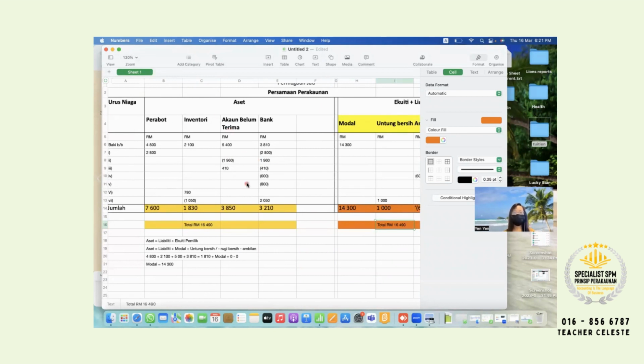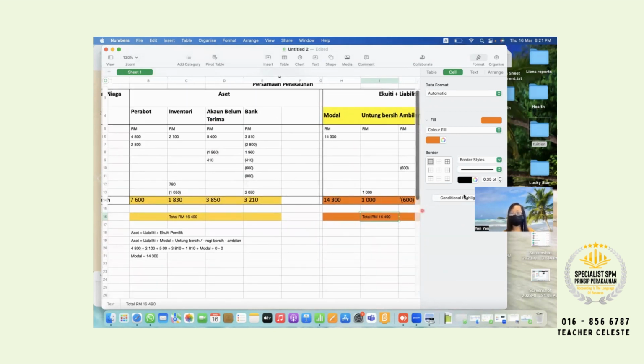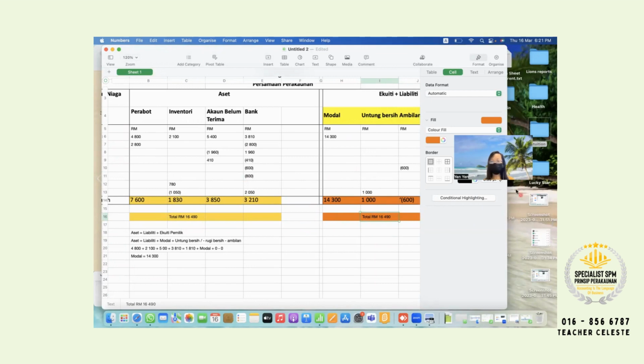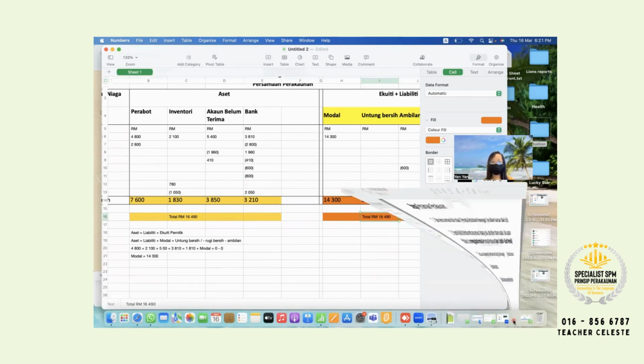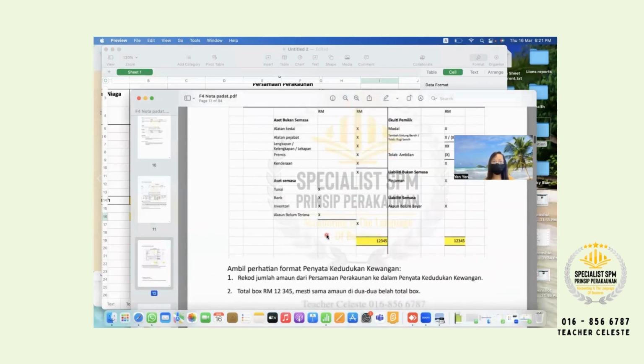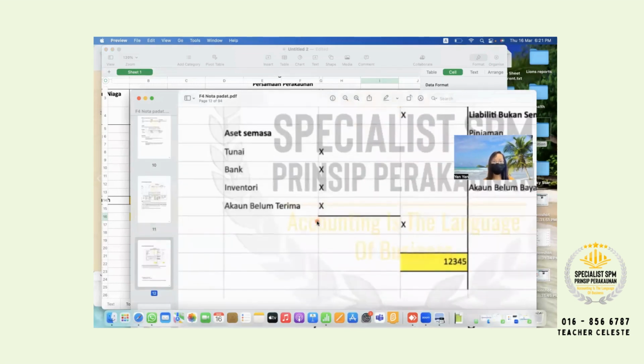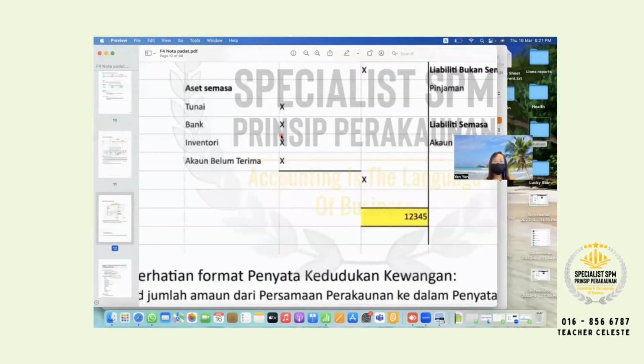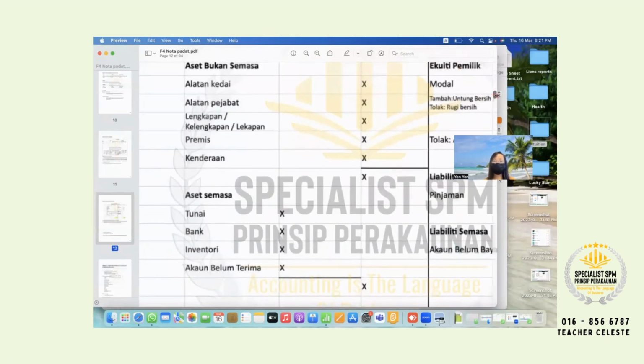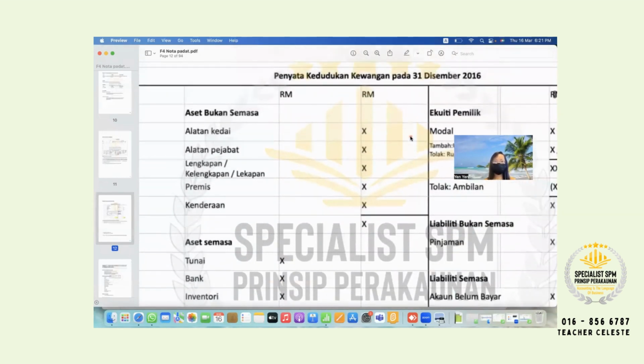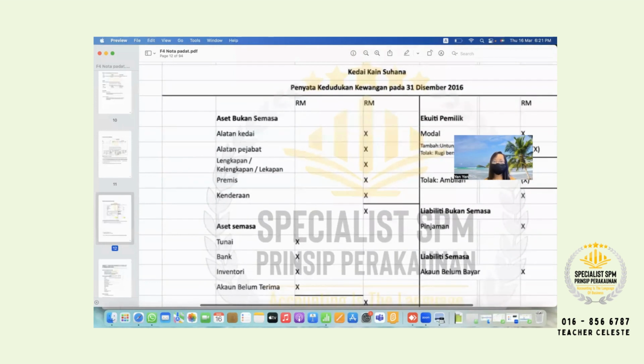Okay, so continue. After you did this one, then they will ask you to do the PKK. Okay, so PKK, teacher show you the PKK format. This one next week we will do for this format, PKK, and we will redo again for the calculation part.